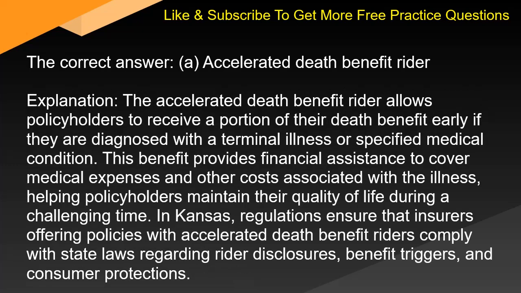The correct answer, A. Accelerated death benefit rider. Explanation. The accelerated death benefit rider allows policyholders to receive a portion of their death benefit early if they are diagnosed with a terminal illness or specified medical condition. This benefit provides financial assistance to cover medical expenses and other costs associated with the illness, helping policyholders maintain their quality of life during a challenging time.